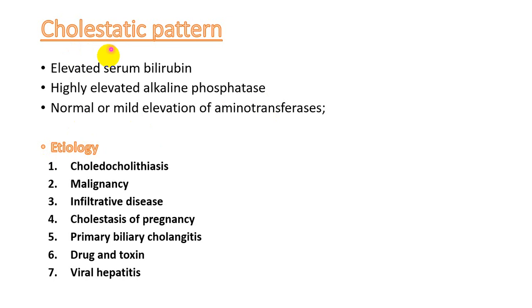Etiologies resulting in cholestatic pattern are most commonly due to gallstones or cholelithiasis. Others include malignancy causing obstruction to the biliary system or lymph nodes causing obstruction to the biliary system, infiltrative diseases, amyloidosis, sarcoidosis, etc. Cholestatic disease of pregnancy is a common problem occurring in the second half of pregnancy. Others are primary biliary cirrhosis or primary biliary cholangitis, drugs and toxins, and certain phases of viral hepatitis called the cholestatic phase of hepatitis.